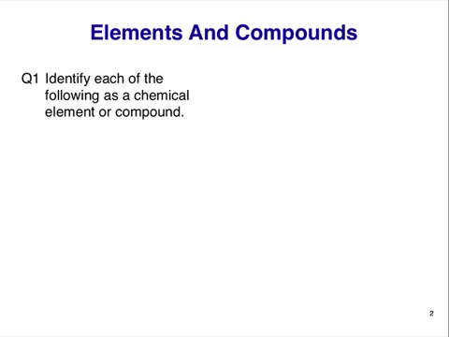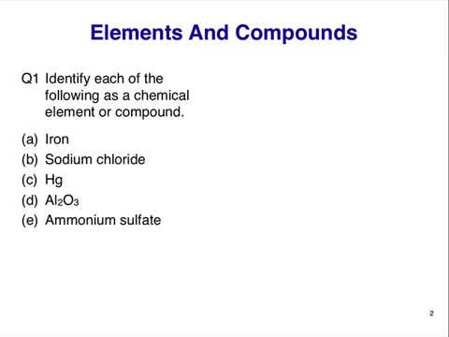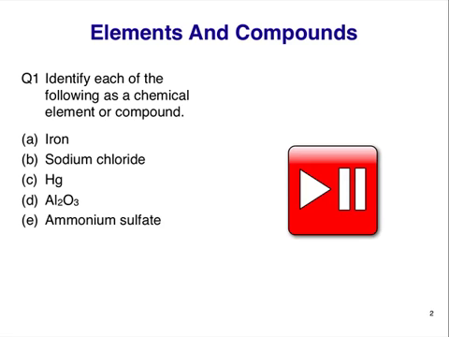Question 1. Identify each of the following as a chemical element or compound. Iron, sodium chloride, Hg, Al2O3, ammonium sulfate. Pause the video here while you decide.